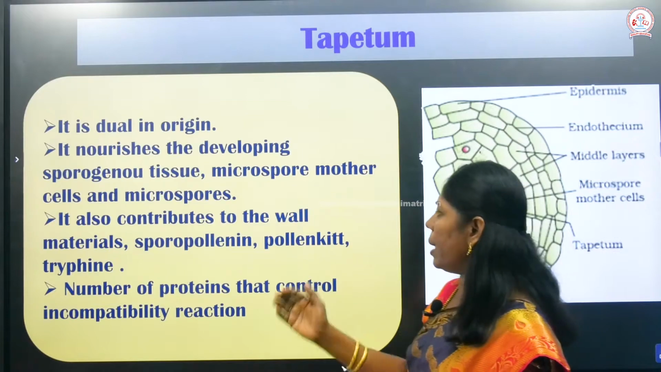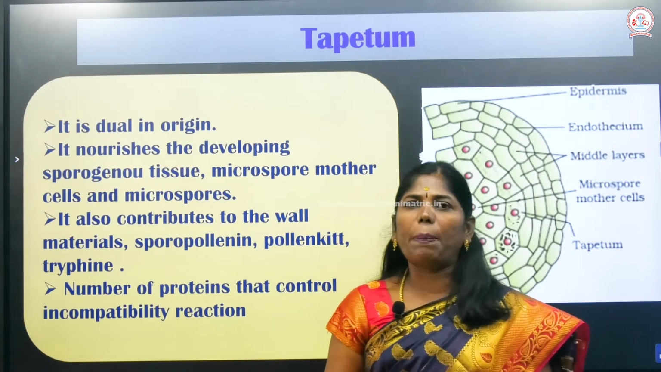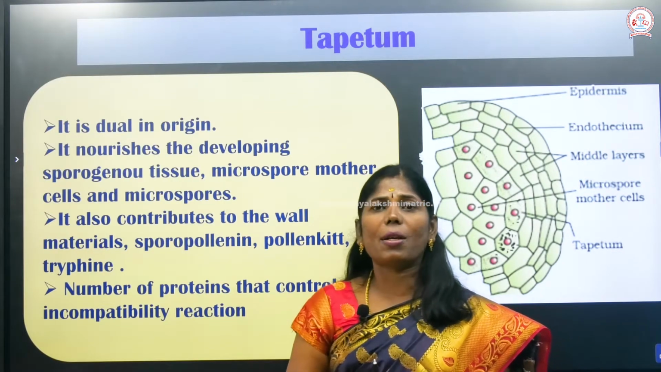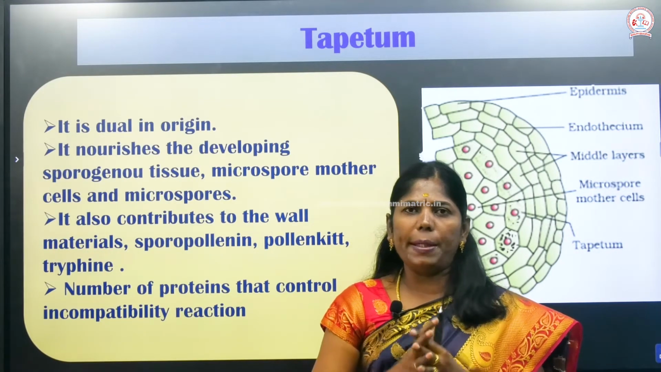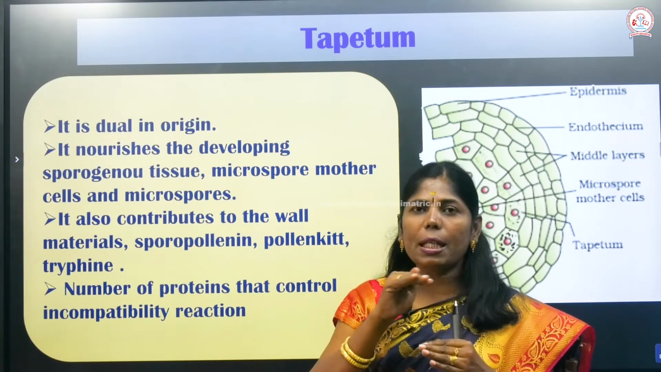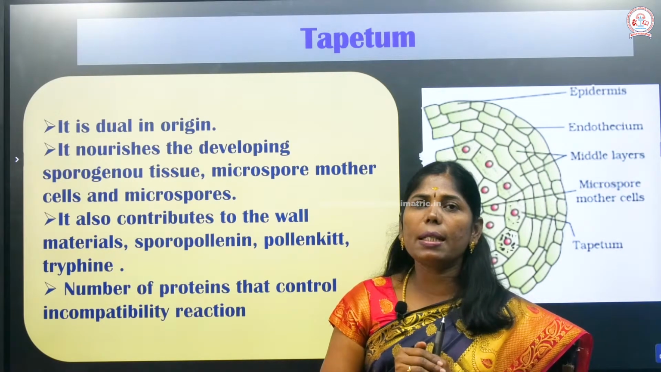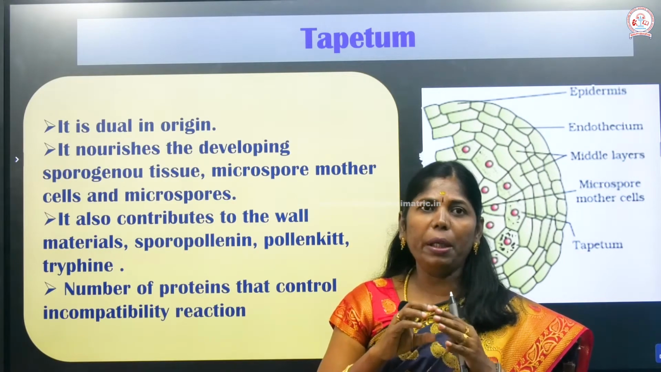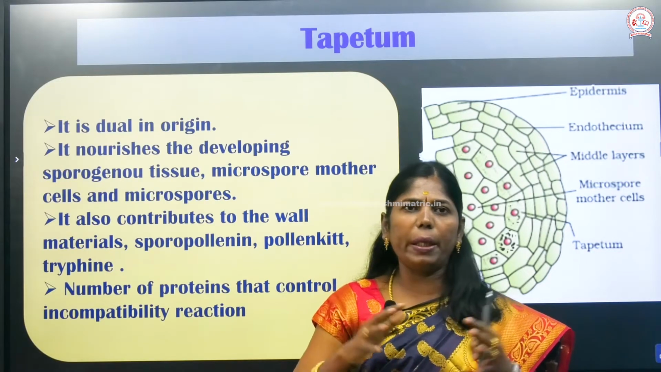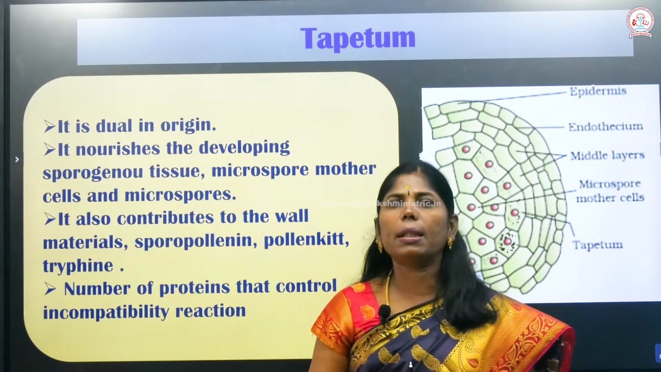A number of proteins are also present in the tapetum, so they control the incompatibility reactions. Incompatibility reactions, which is called ஒவ்வாமை. Some of the pollen grains do not adhere on the stigma of the flowers. That incompatibility will be prevented by the number of proteins. That problem will be solved by the presence of the proteins in the tapetum.